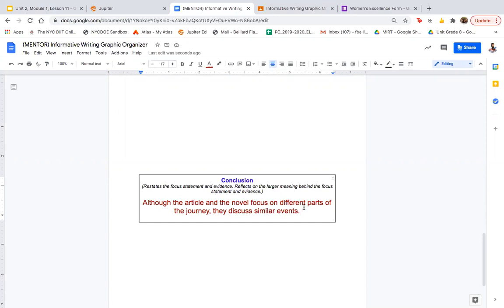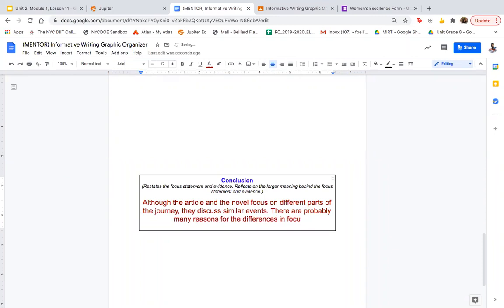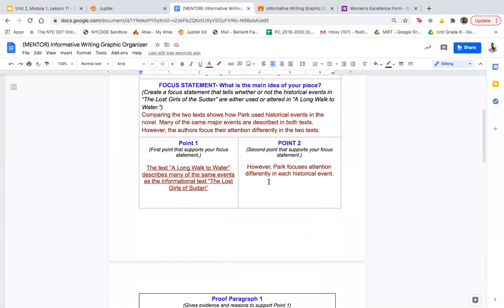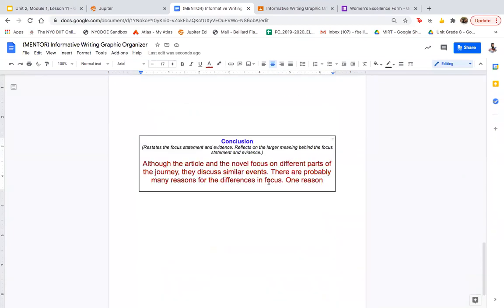So now I'm just going to quickly, just like it says, reflect on the larger meaning behind the focus statement and evidence. So I'm going to say, there are probably many reasons for the differences in focus. One reason, and remember, I mentioned these reasons in the body paragraphs, but I'm just going to quickly give you a wrap up of what I discussed in the last few paragraphs in my compare and contrast essay, just very quickly.